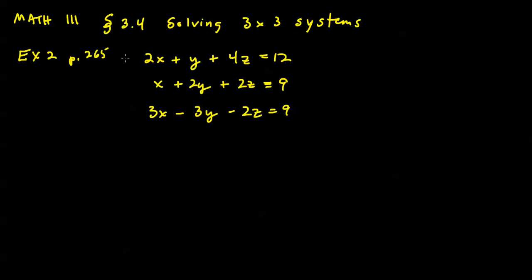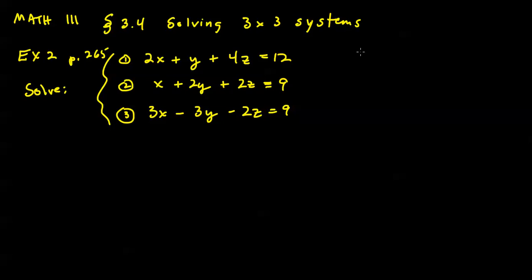Alright, here's a 3x3 system. I'm going to number these equations 1, 2, and 3. And we are asked to solve this 3x3 system simultaneously. In other words, find an ordered triplet. In other words, x, y, and z values that will solve all three equations all at the same time.